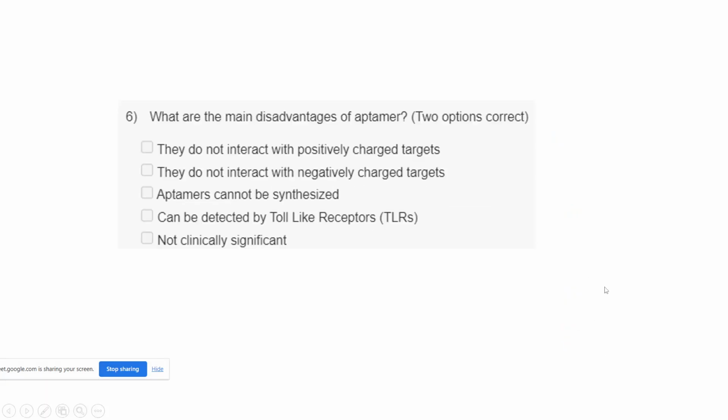What about others? What are the main disadvantages of aptamer? Ma'am, not clinically significant. Okay, and can be detected by toll-like receptors. Okay. So here the main disadvantages would be: one, they do not interact with negatively charged targets, and they can be detected by toll-like receptors.